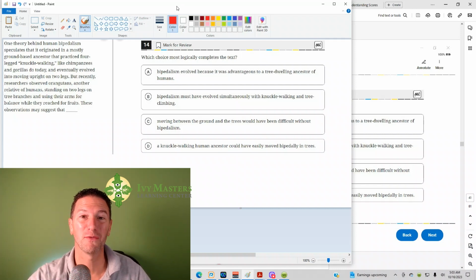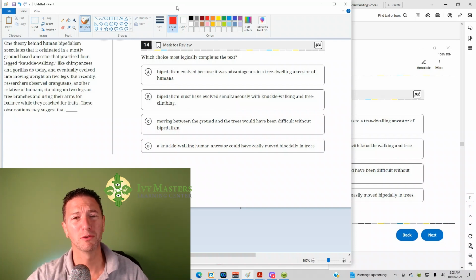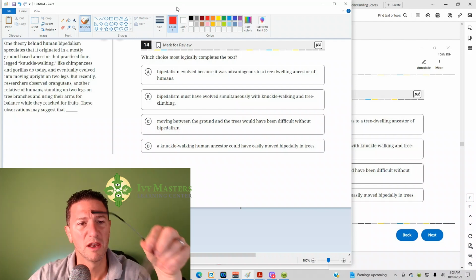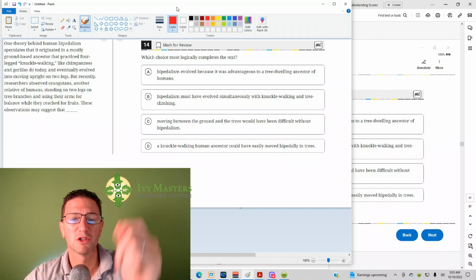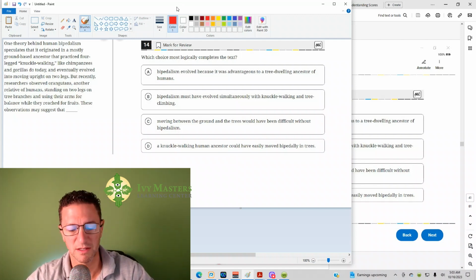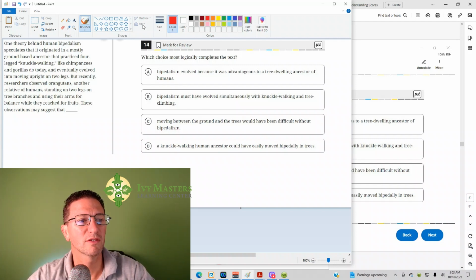And today we're going to look at the 14th question from the digital SAT, Test 1, Module 2. It's from the Blue Book app, the easier set of reading and writing questions. And number 14 asks, which choice most logically completes the text? So we're going to go to the text, of course.